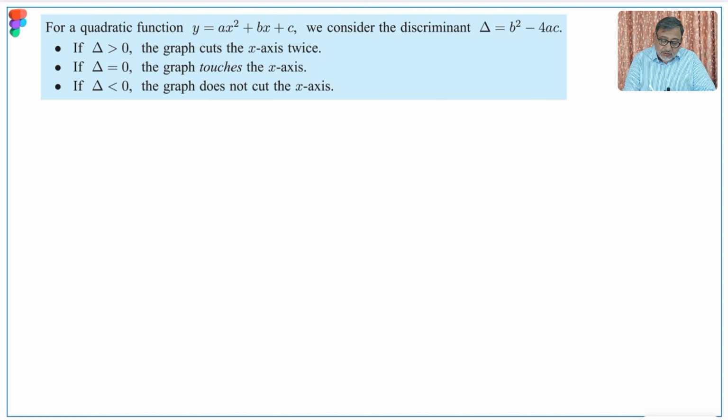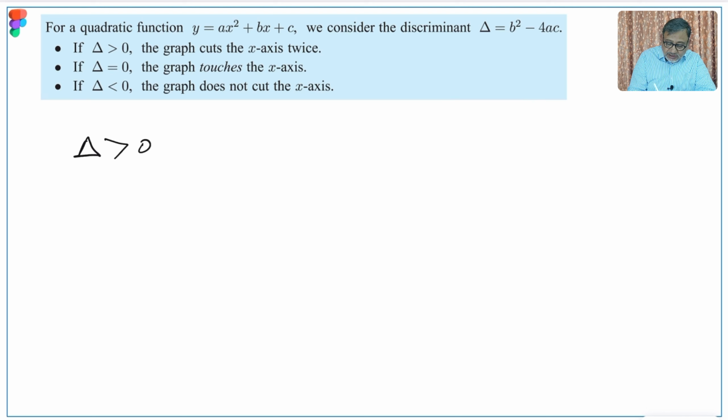Again, for the quadratic function y = ax² + bx + c, we consider the discriminant delta equal to b² - 4ac, right. If delta is greater than 0, the graph cuts the x-axis twice. If delta is equal to 0, the graph touches the x-axis, okay. And if delta is less than 0, the graph does not cut the x-axis. So I'll show you these three situations.